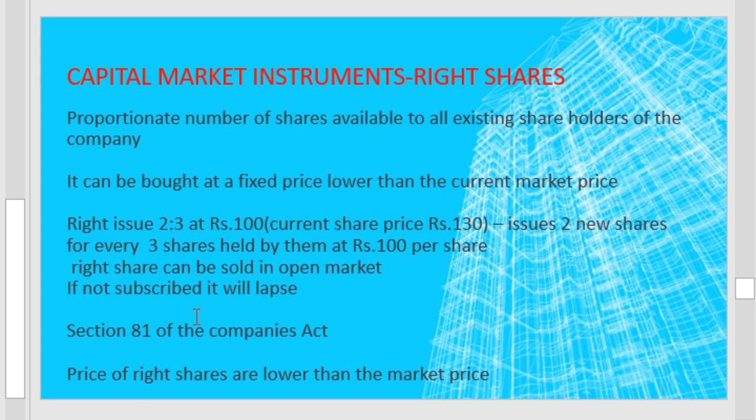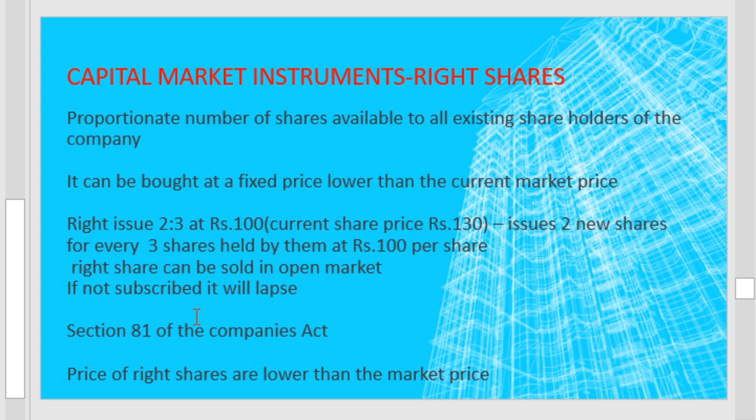The next important share is the right shares. Right shares are the proportionate number of shares available to all existing shareholders of the company, which can be bought at a given price for a fixed period of time. Here, the proportionate number of shares distributed among the existing shareholders of the company are known as right shares, and they are given at a fixed price and for a fixed time period.